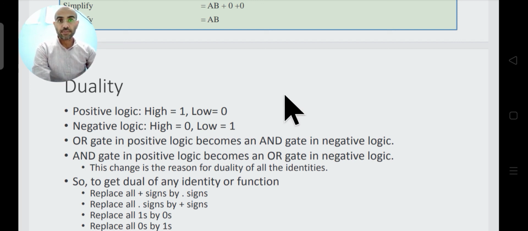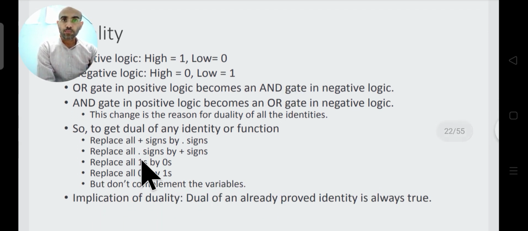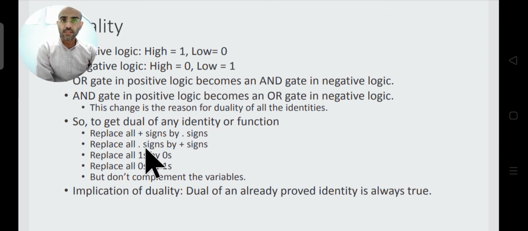So this is what it means. Whenever we have to implement the dual of something, if we want to find the dual, we just replace all the plus signs by dot signs. That is, we convert all our OR gates to AND gates, or if it is a combination of AND gates, then we convert it to OR gates. We replace all ones with zeros. If in an expression there is any 1 or 0, we interchange ones by zeros and zeros by ones.